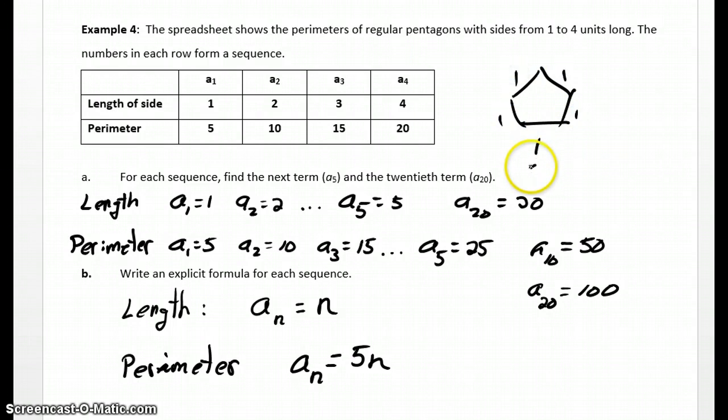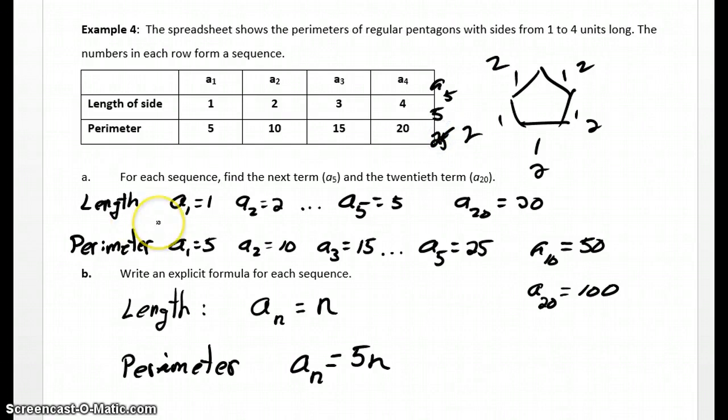But if I have 2 on each side, then clearly the perimeter all the way around is 10, and so forth. So for each sequence, find the next term a sub 5 and the 20th term a sub 20. Well, if I kept on going, I would simply say a sub 5 is going to have to be 5. And if I look at my perimeter, I'm going up by 5, so certainly my next value for my perimeter sequence would be 25.